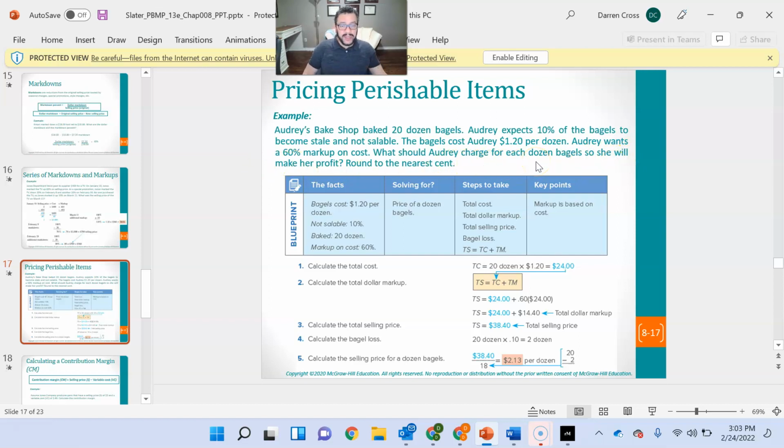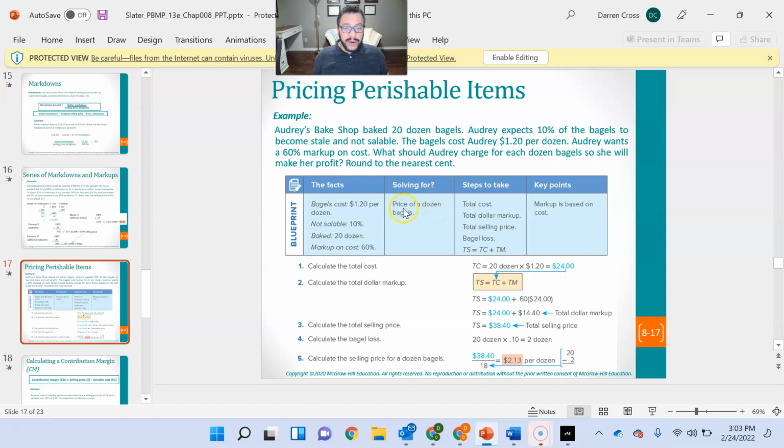Now here's the thing. Just because your items go bad doesn't mean it still didn't cost you. It just means that the number of items you're going to be able to sell later is going to be less. Okay? So let's look at the facts. We know that bagels cost $1.20 per dozen. 10% of them we're not going to be able to sell, and we know that we did 20 dozen, and we know that the markup is 60% on cost.